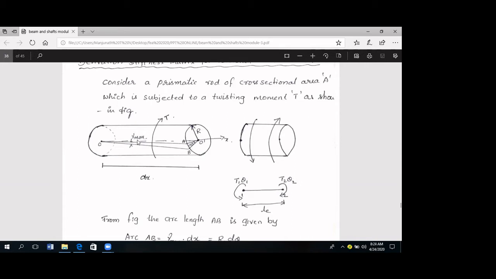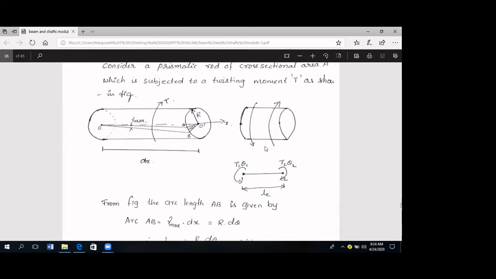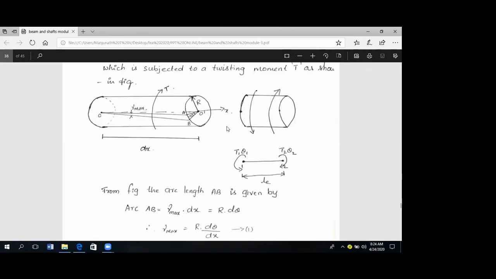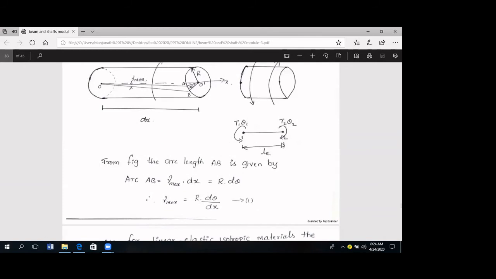Gamma max is the maximum strain which takes place in the length of the element. This figure shows the finite element model. The overall shaft is modeled into a finite element model having two nodes. At node 1 the torque is T1 and the angle of twist is theta 1. Similarly at node 2 the torque is T2, the angle of twist is theta 2, and L is the length of the element.